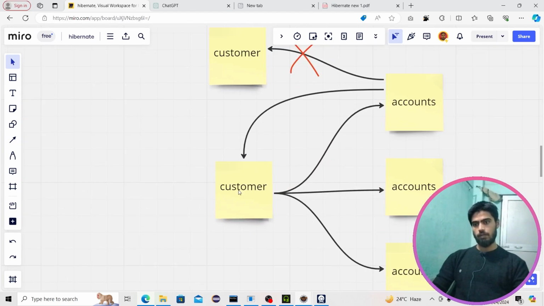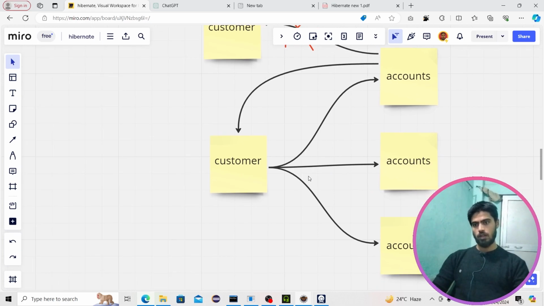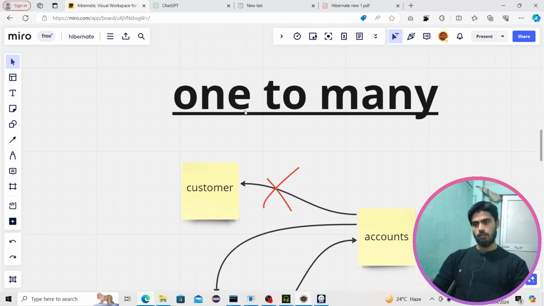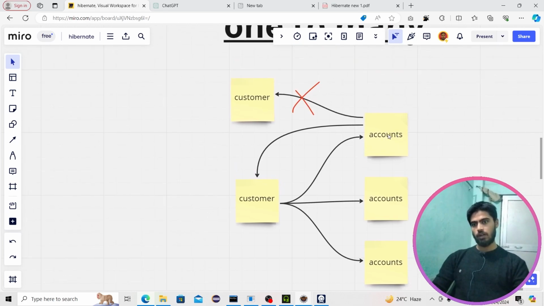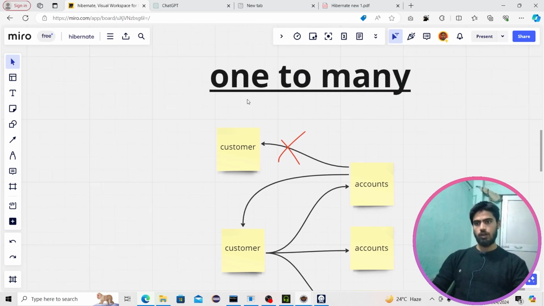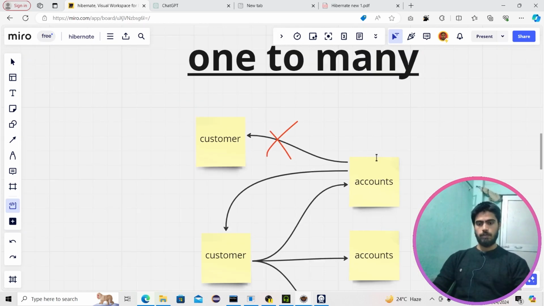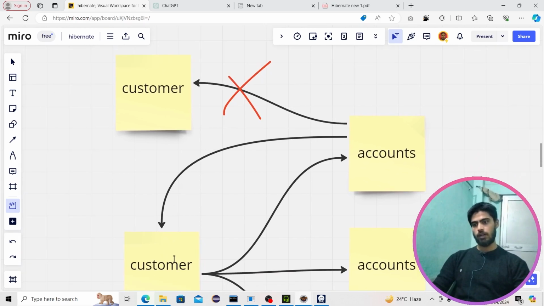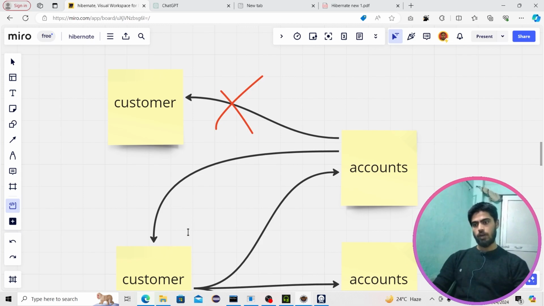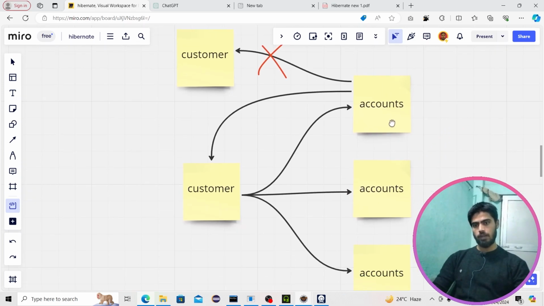In one to many, what is happening? One customer can have multiple accounts. So it becomes one to many. One customer can have multiple accounts, but one account is always going to belong to one customer. One account cannot belong to multiple customers. So from the customer side, it is one-to-many mapping. And from the account side, one account is always going to belong to one customer. So it becomes one to one, but it is not one to one because there are multiple accounts.